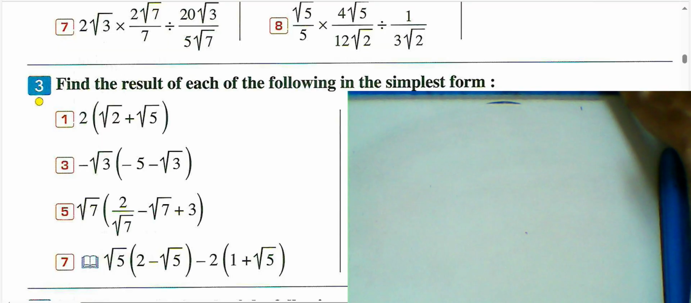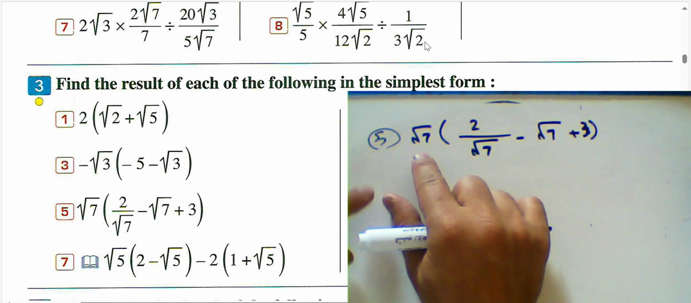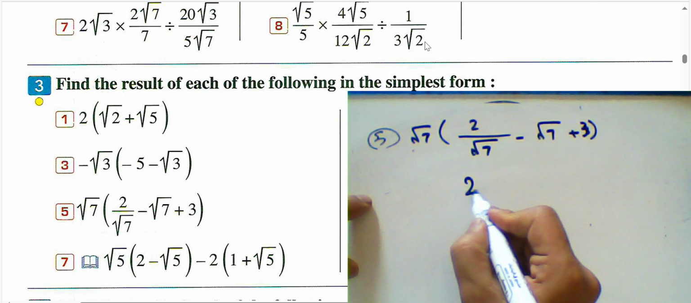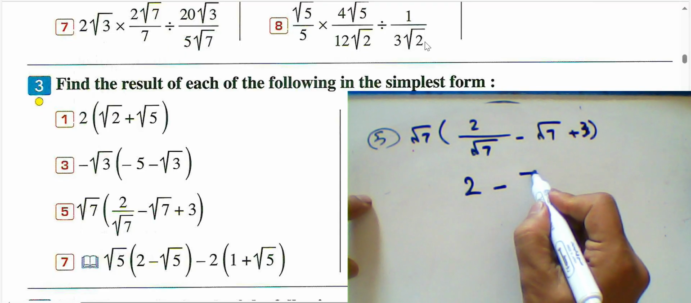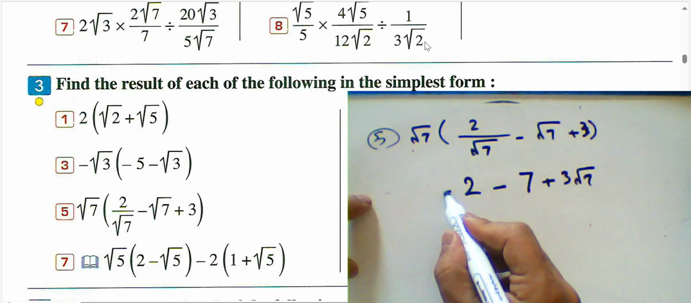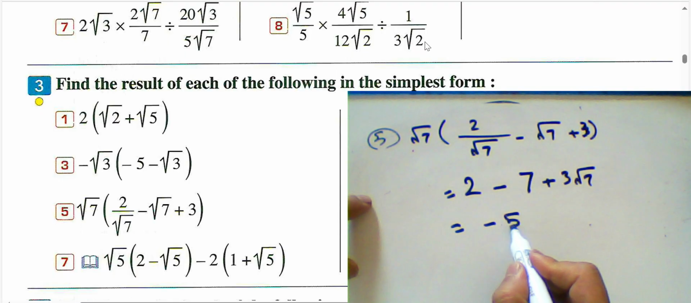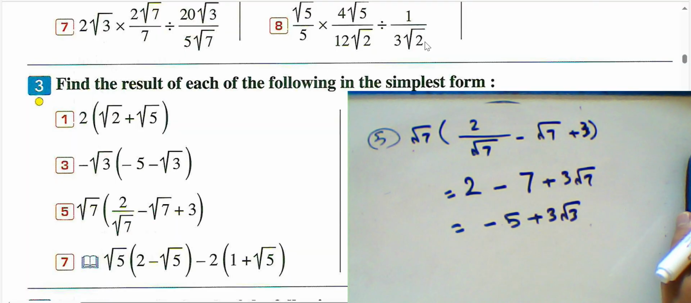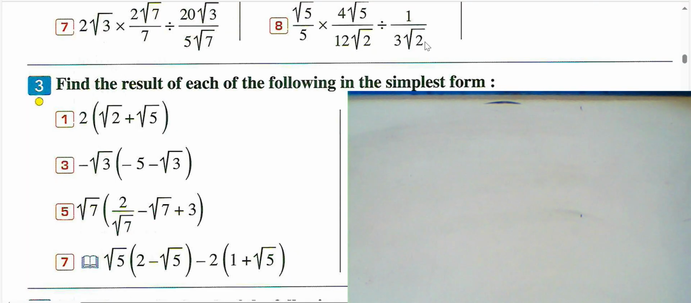Question number 5. Use distributive properties here. Root 7 times 2 over root 7. Root 7 divided by root 7 is 1. 1 times 2 equals 2. Root 7 times root 7 equals 7. And root 7 times 3, it will be 3 root 7. 2 minus 7, negative 5. Then we have negative 5 plus 3 root 7, okay? That was question number 5.